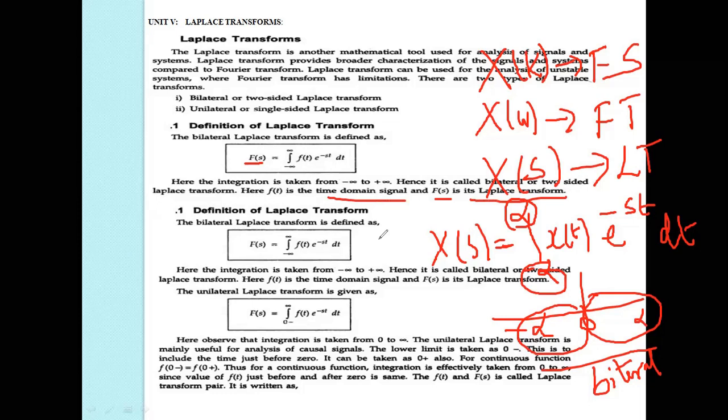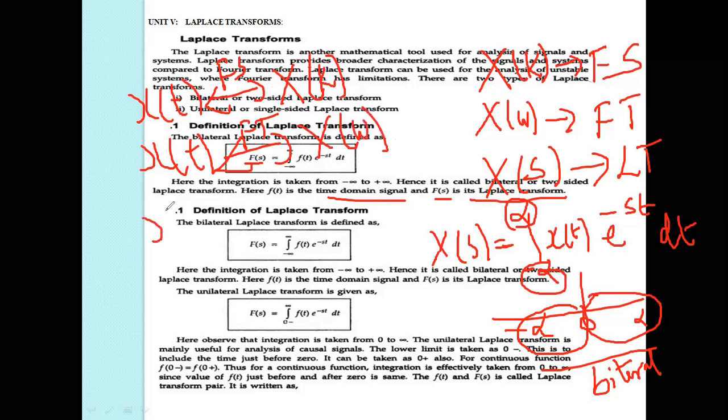If we take the signal x of t, the time domain signal, first we take the Fourier series, x of k. For x of t, the time domain function, we apply the Fourier transformation, x of omega. Now I am taking x of t as a Laplace transformation, x of s.